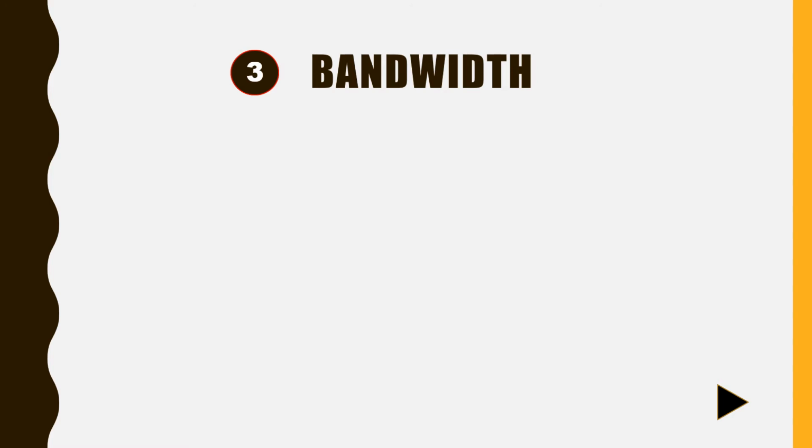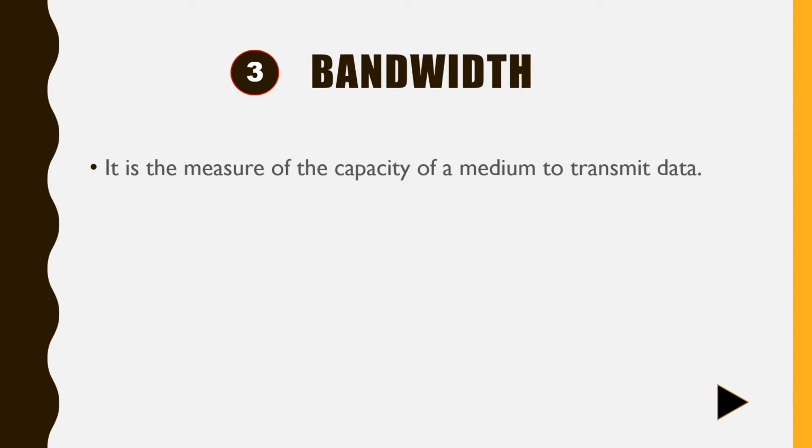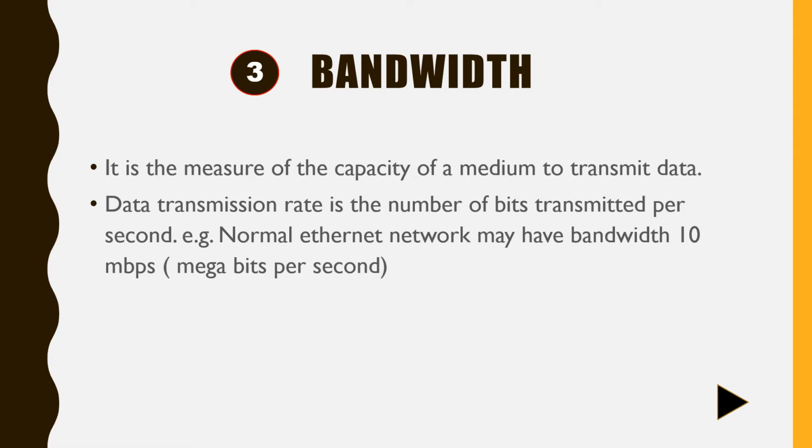In transmission media also, bandwidth is nothing but the capacity to carry bits per second. So bandwidth is always measured in kbps, Mbps, or Gbps, that is kilobits per second, megabits per second, gigabits per second. Here it is given as a measure of the capacity of the medium to transmit data. Data transmission rate is the number of bits transmitted per second. A normal Ethernet network may have a bandwidth of 10 megabits per second, that is Mbps.